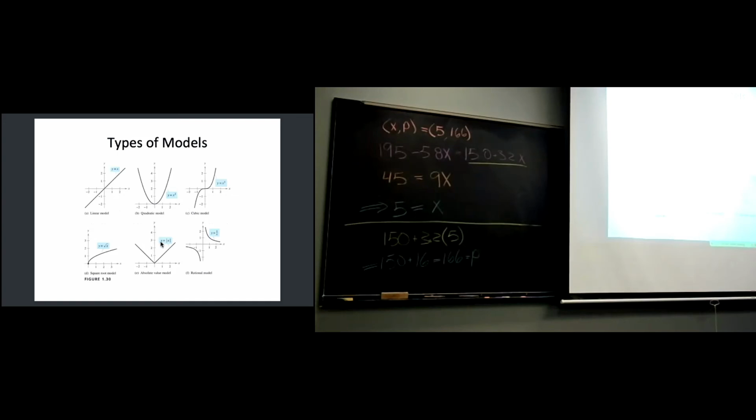Having said that, there are a bunch of different types of mathematical models that exist. We've got our linear model. We've got a quadratic model. We've got a cubic model. We've got our square root models, our absolute value models, and rational models.